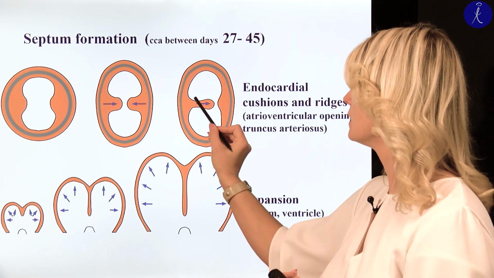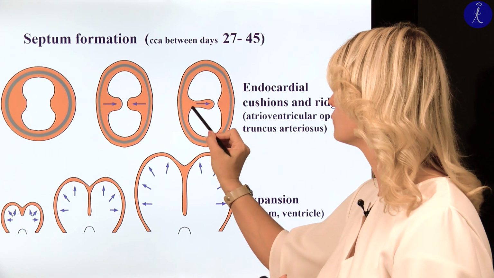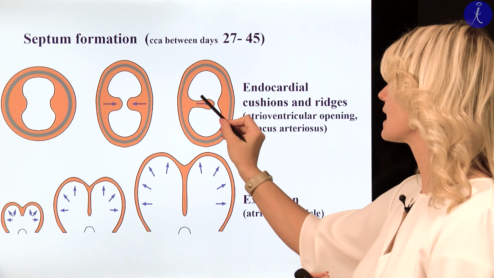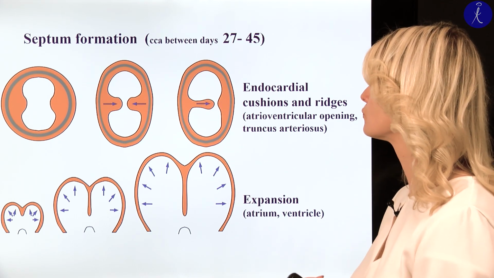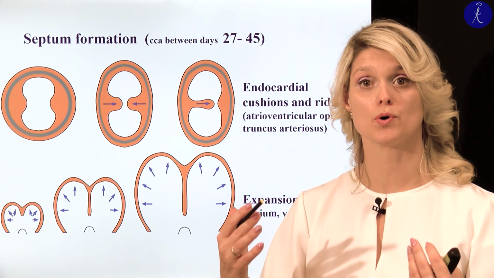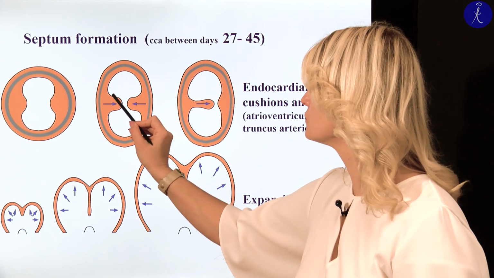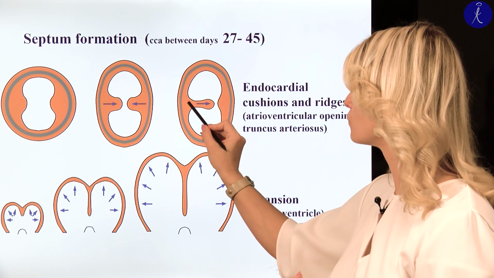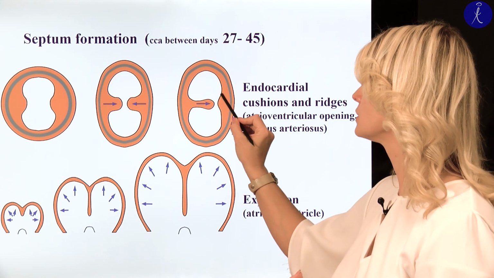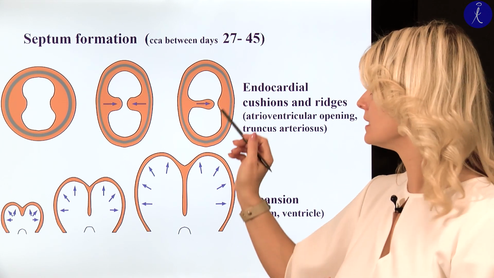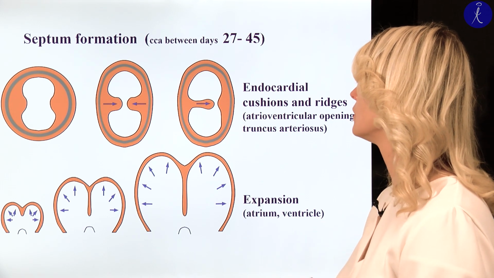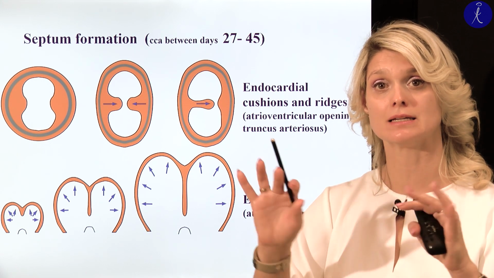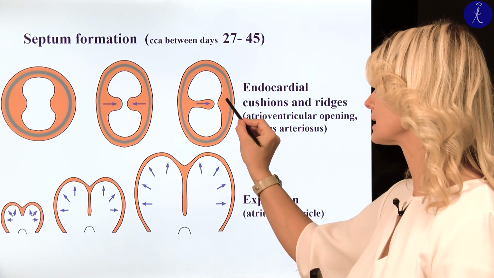Here you can see a protrusion from the wall will develop. These are called the endocardial cushions. These endocardial cushions and ridges are able to grow and they can fuse, for example, in the middle, or they can grow from one side until they reach the other side. In this type of development, we are able to separate two main parts correctly.